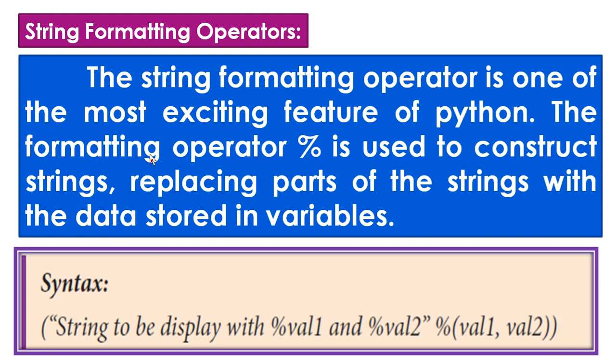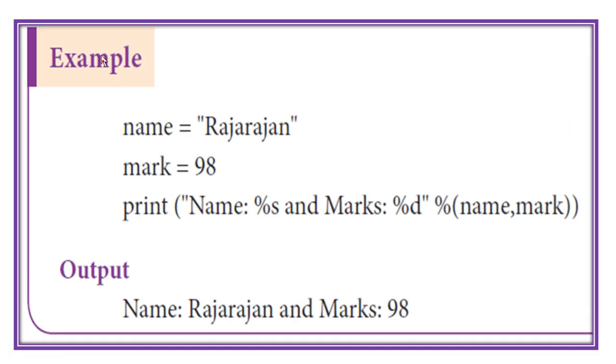This is the string formatting operator. Here is an example. Name equal to Rajarajan, mark equal to 98. Here print name colon percentage s. Percentage is the formatting operator, and s is the formatting character. When the formatting character is s, that means in this place the string value should be printed.